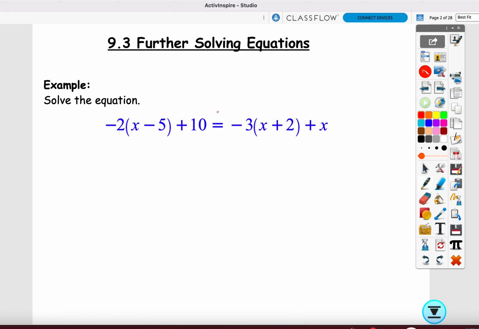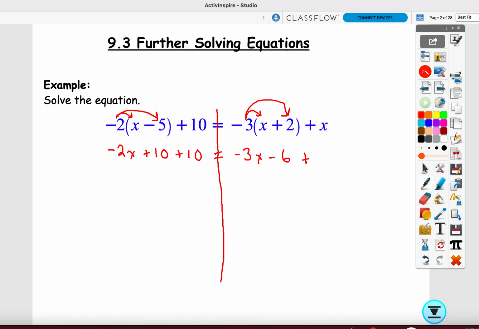First things first, draw the line down the equal sign. Then we do any distribution and combine like terms. That's step one. We're going to distribute this negative 2 over here to the right side. Negative 2 times x is negative 2x. Negative 2 times negative 5, two negatives make a positive 10. Bring down the plus 10, equals. We distribute the negative 3 to the parentheses. Negative 3 times x is negative 3x. Negative 3 times positive 2 is negative 6. And bring down the x.